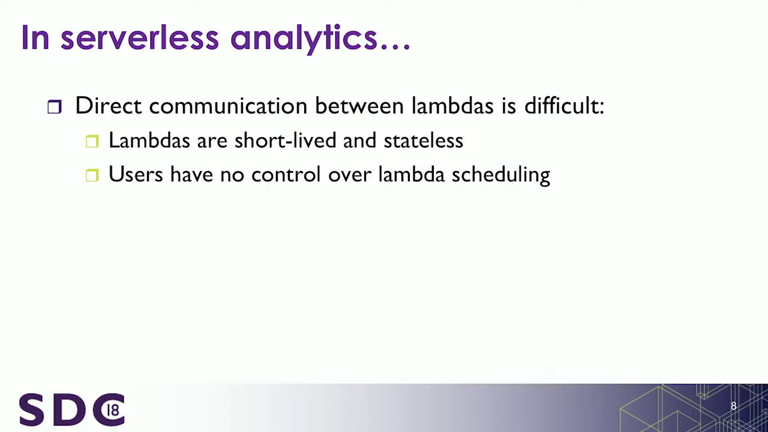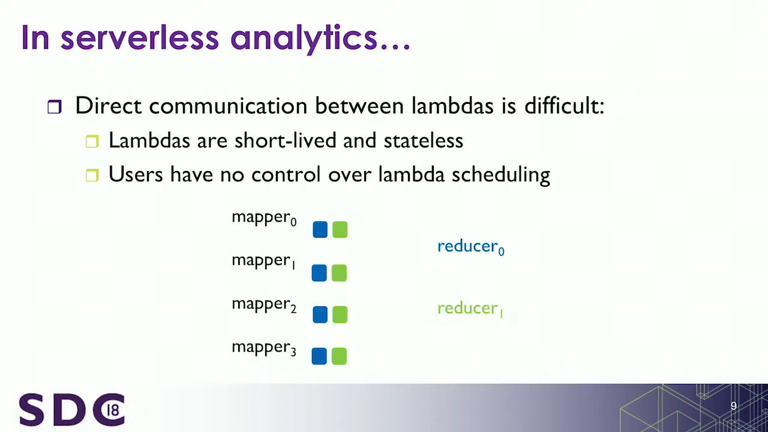Lambdas are short-lived and they're stateless. So for example, on Amazon Lambda, their execution is capped to 5 minutes. And when a Lambda exits, so if a mapper is done, its local data that it stored on its local storage is no longer available. In addition, part of the draw of serverless computing is that users don't have to schedule and manage their resources. But this also means they have no control over the scheduling, and we don't know which IP addresses different Lambdas are sitting behind. So it's actually very difficult for the reducer to know which Lambda and the mappers to communicate with.